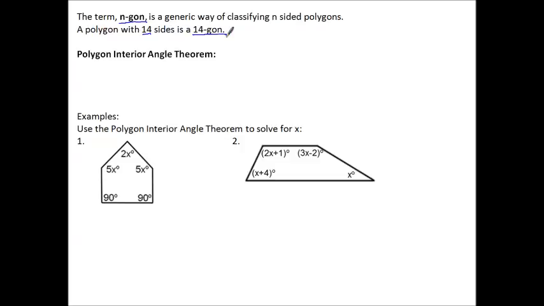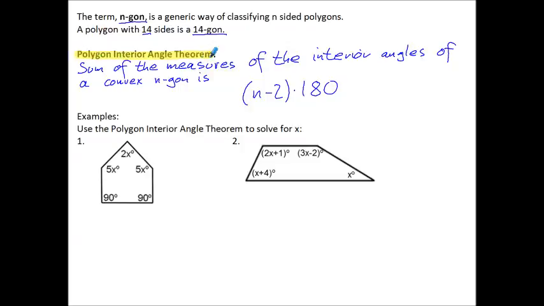And now this brings us to the polygon interior angle theorem. After all the work we did in the table before, the polygon interior angle theorem says the sum of the measures of the interior angles of a convex n-gon is n minus 2 times 180. And look at you guys, you figured out that formula all by yourselves.